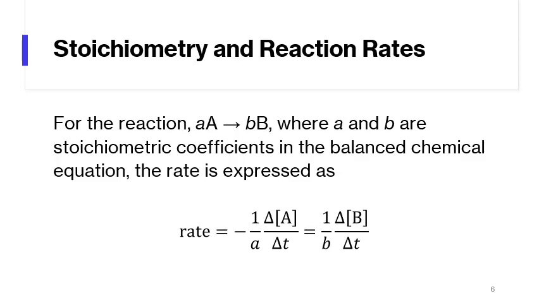So here again a generic equation, aA gives bB, where a and b are the coefficients. What we will do is rate equals negative 1 over a, because that's the coefficient, negative because that's the reactant. So 1 over coefficient a, change in concentration of A divided by change in time, equals 1 over b. Note that there is no negative, so this is positive. 1 over b, change in concentration of B divided by change in time.